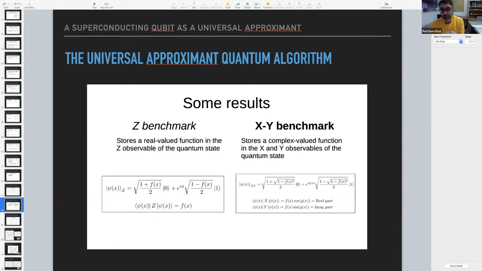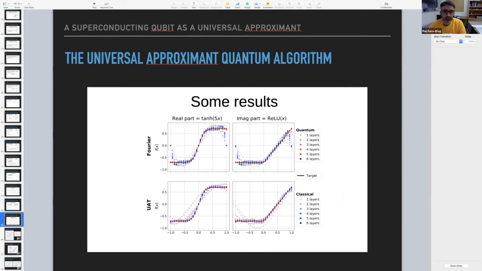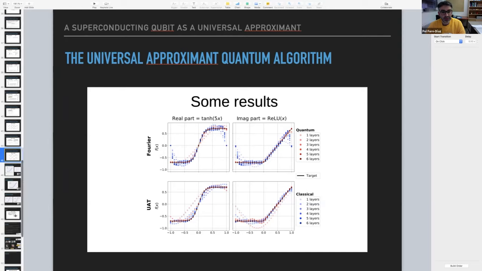We can do more. We can actually extend this to do an XY benchmark that allows us to also represent complex functions. So now we have the quantum state, where the phase of the quantum state is used to represent the real and the imaginary part. If we implement this into the simulations, for example, in this case, this function has a real part, which is a hyperbolic tangent, and the imaginary part, which is the ReLU function. And again, the simulation shows you that this approximant algorithm works, both for the Fourier decomposition and for the universal approximant.